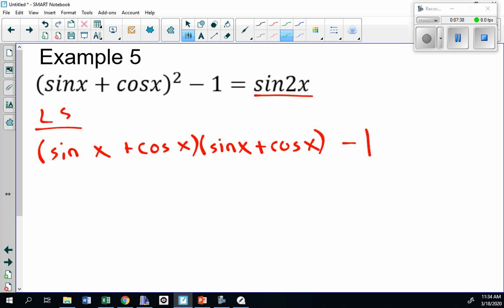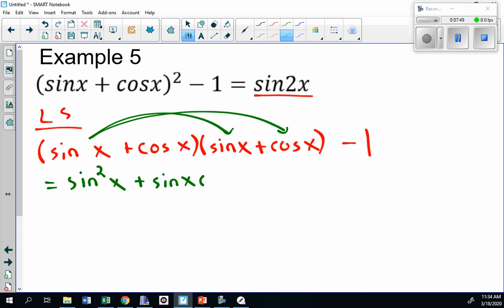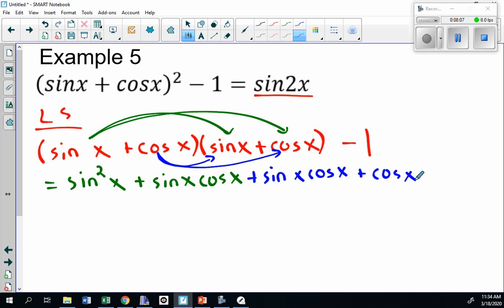So actually doing FOIL, sine x times sine x is sine x squared. And then sine x times cos x is sine x just times cos x. And then dealing with our other term, so cos x times sine x, I'm going to write it in the same order. It's just still sine x times cos x. So yeah, that's right. The middle terms should be the same. It's a perfect square. Cos x times cos x is cos x squared. Do not forget about your minus 1.